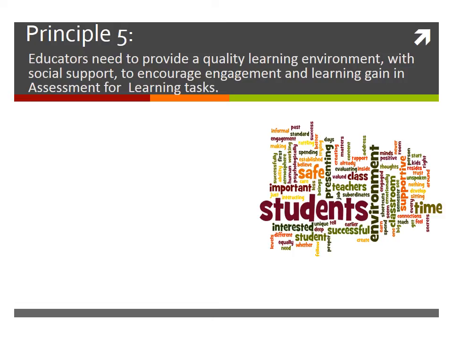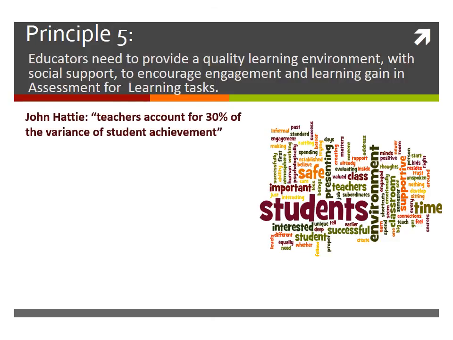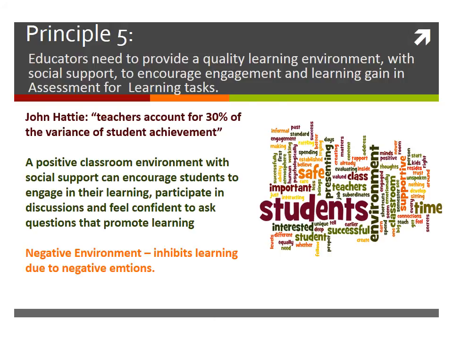Principle 5, educators need to provide a quality learning environment with social support to encourage engagement and therefore learning gain within assessment for learning tasks. And as noted by John Hattie, teachers account for 30% of the variance of student achievement. Therefore, if the teacher can provide a positive classroom environment with social support, that helps to encourage students to engage in their learning and participate in discussions and feel more confident to ask questions that further promotes learning. A negative environment in the classroom, however, does inhibit learning because it can encourage poor behaviour and negative emotions, which inhibits the learning process.